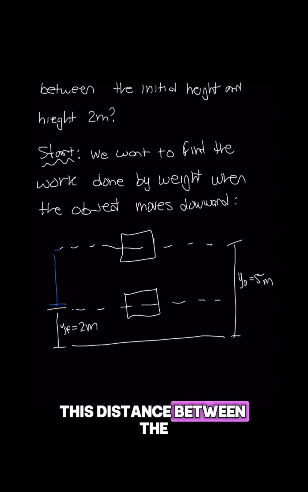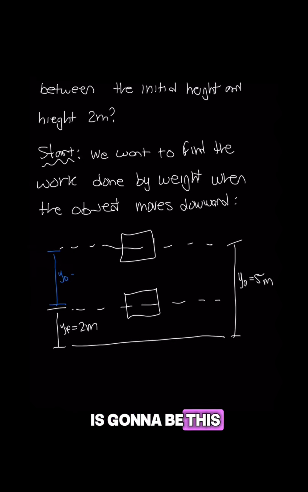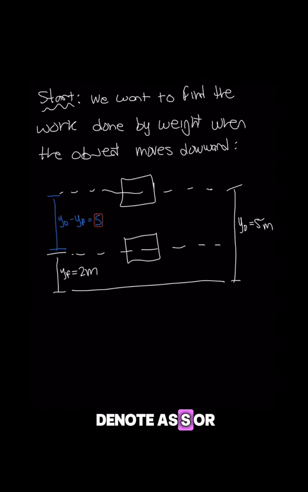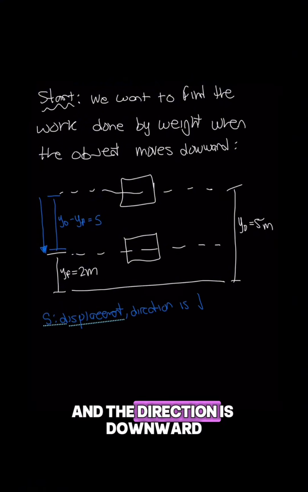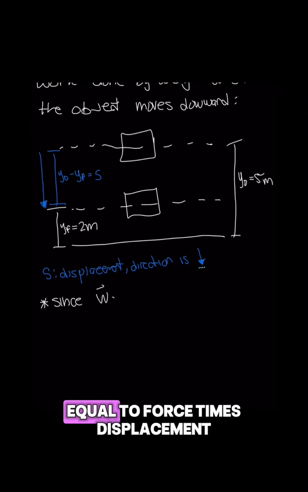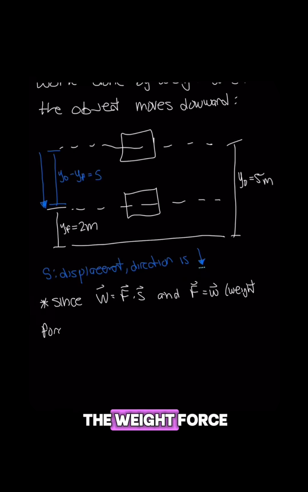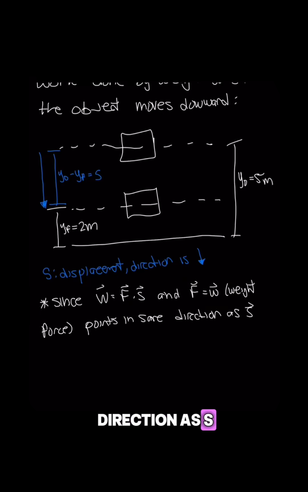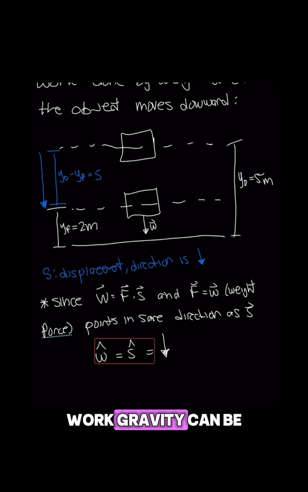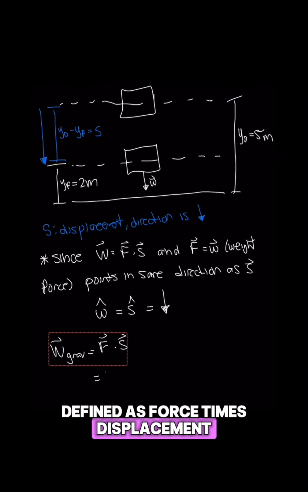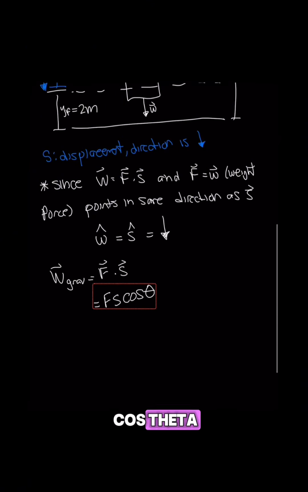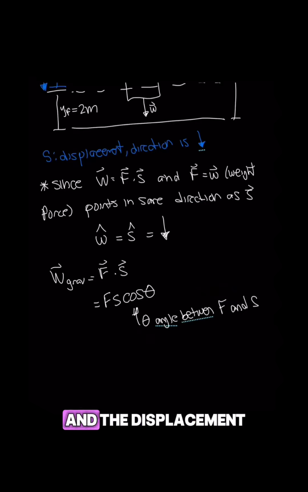This distance between the initial height and the final height is going to be this distance here, which we could denote as S, where S is the displacement and the direction is downward. And since work is equal to force times displacement, and the force is going to be equal to the weight force pointing in the same direction as S, they're both pointing downward. Work due to gravity can be defined as force times displacement, also equal to Fs cos theta, where theta is the angle between the force and the displacement.